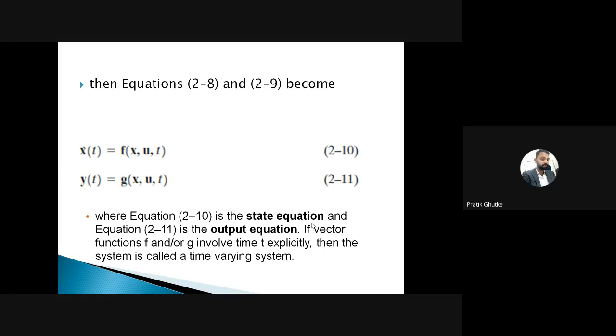If the vector function f or g involves time explicitly, then the system is called a time varying system.